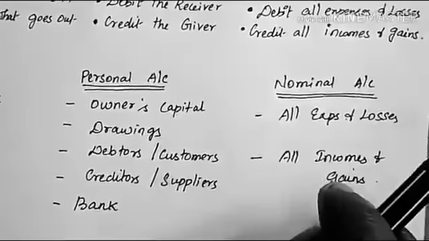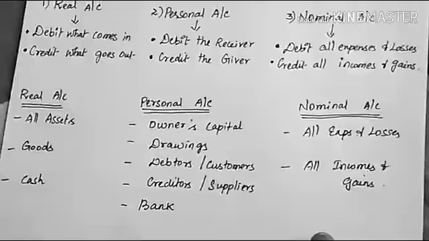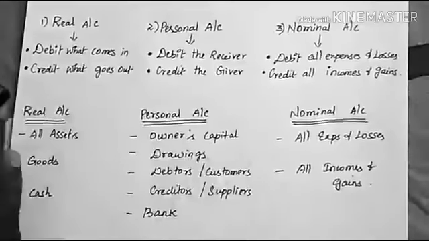So in order to make a journal entry, you need to have thorough knowledge of the three golden rules. So what is real account?